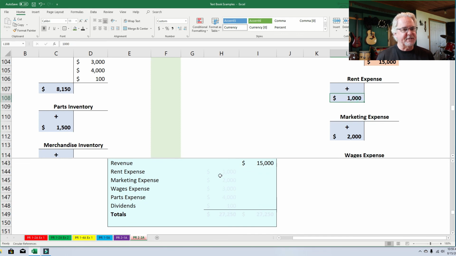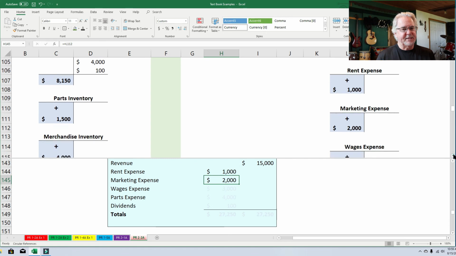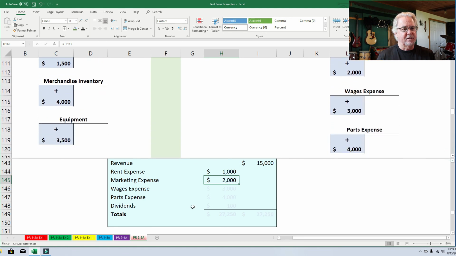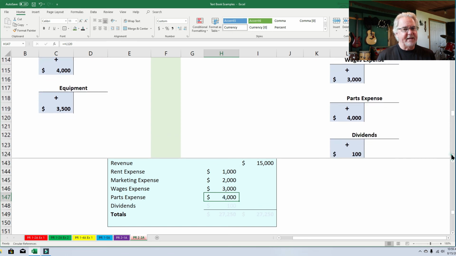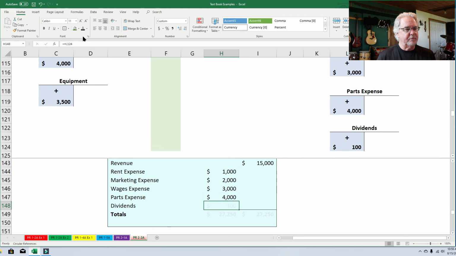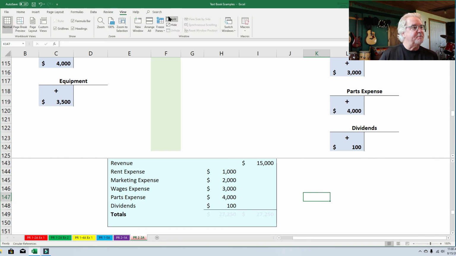Rent expense is on the left for, I'm sorry, $1,000. And marketing expense is on the left for $2,000. Wages expense is on the left for $3,000. Parts expense is on the left for $4,000. And dividend. There you go, $100. And that's all the accounts that Fred has here. So I'm going to remove this split.